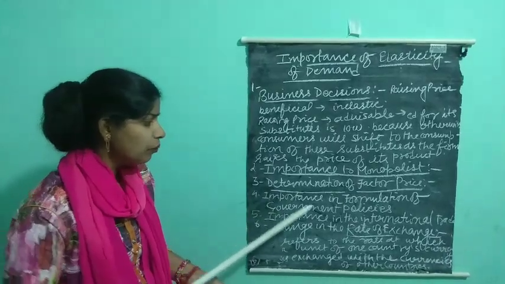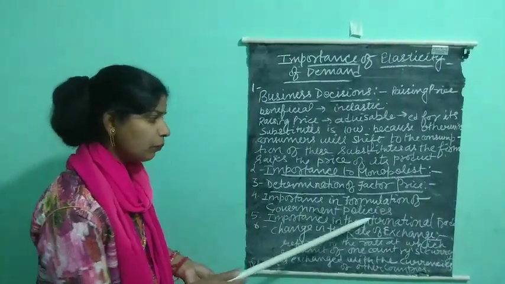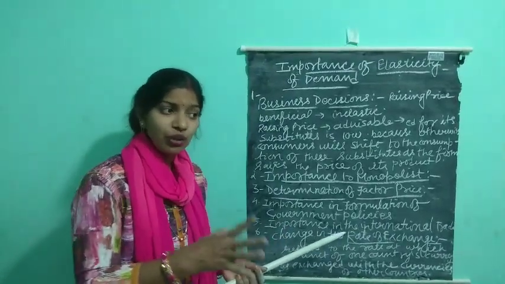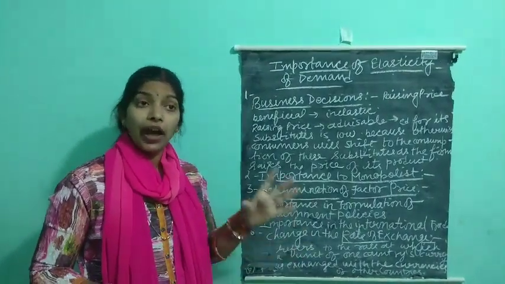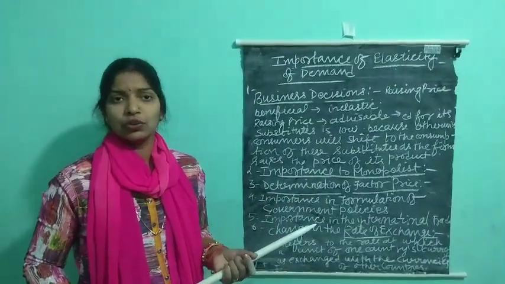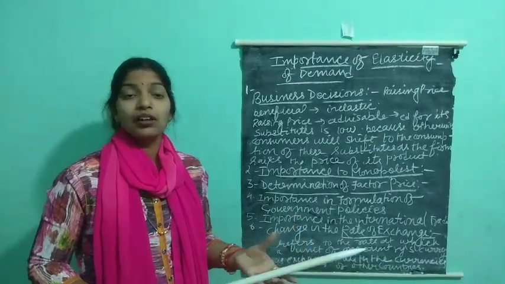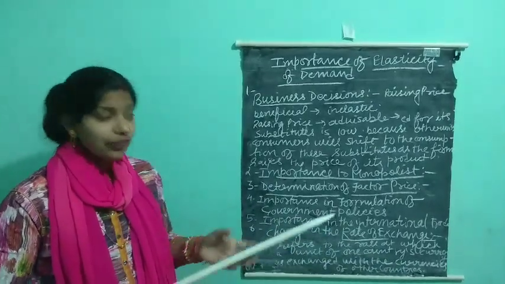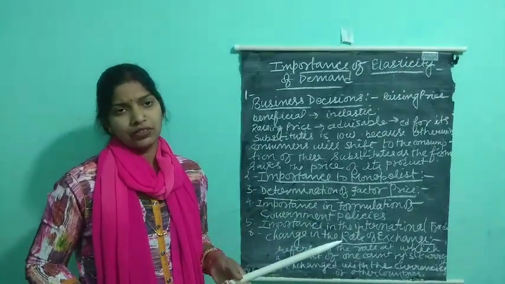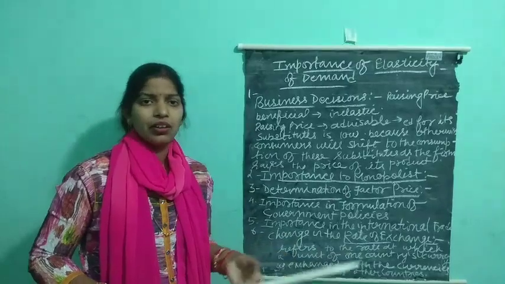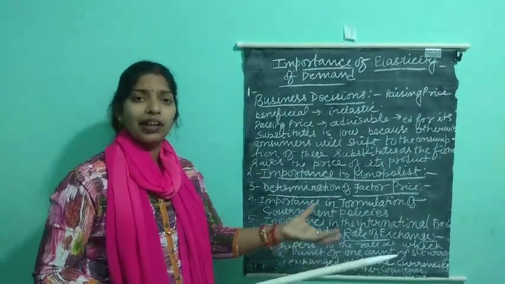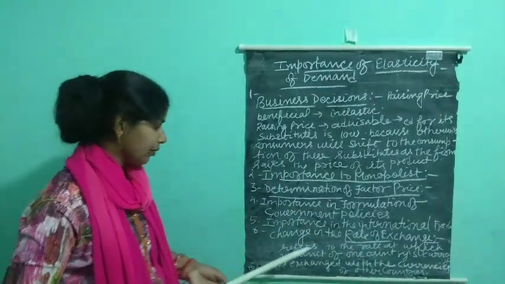Then fourth, importance in formulation of government policies. Government policies, it means incidence of taxes. Government can impose high taxes on the goods which are very essential for the consumers, which are very habitual. If a consumer is habitual of those products, then the government will impose high taxes. Otherwise, the government will not impose high taxes on the goods which are not essential or not habitual.